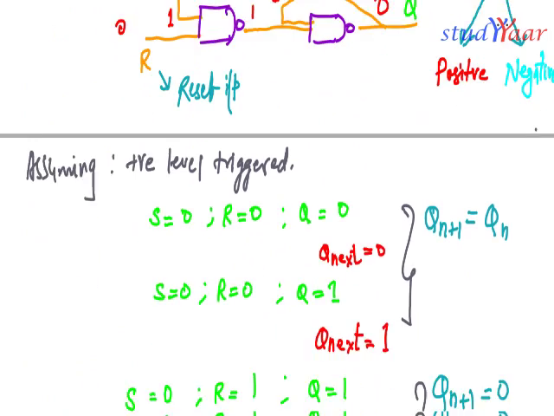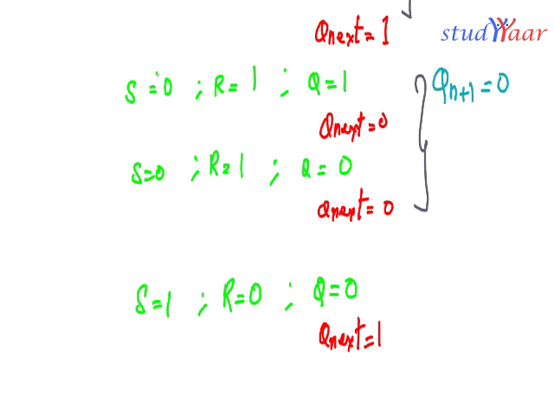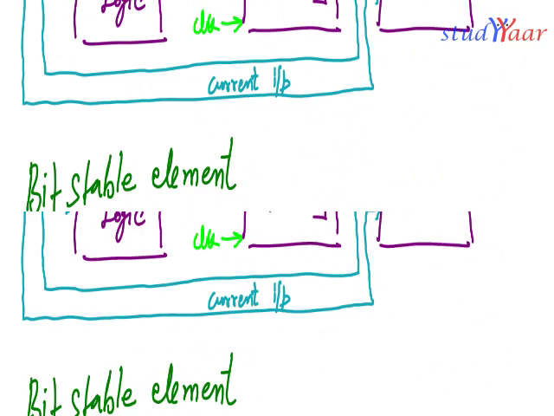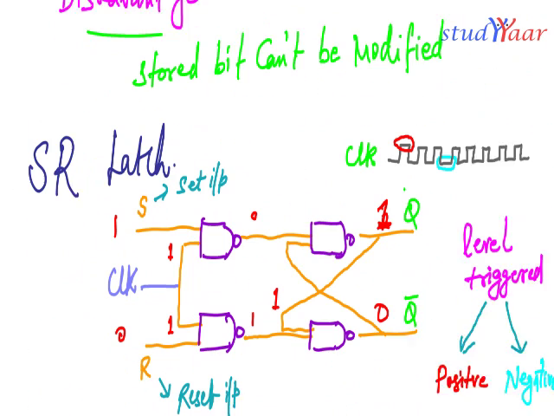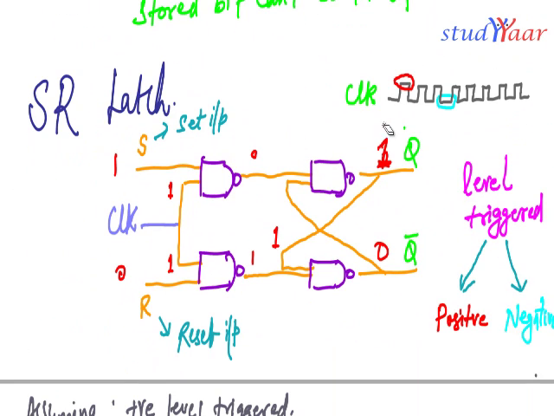Now we are going to see what happens when s is equal to 1, r is equal to 0, and q is equal to 1. So where am I? I am here. My q is equal to 1. This remains as it is, right? Because I have not changed the inputs. So my q is equal to 1.